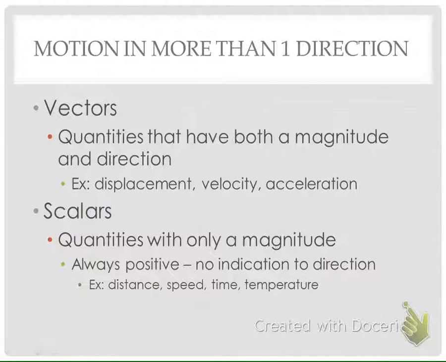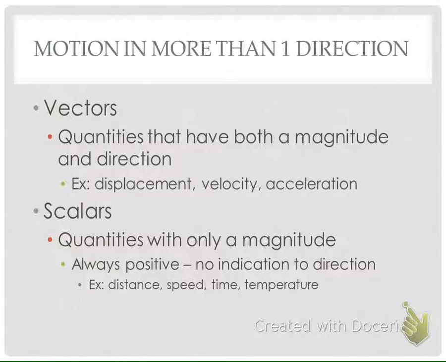Okay? So examples of scalars we've looked at so far are speed, distance, time, and temperature. Okay, temperature is kind of an iffy one because it has a negative, but that doesn't have anything to do with the direction. Right? That's the value of the number itself, the magnitude itself.